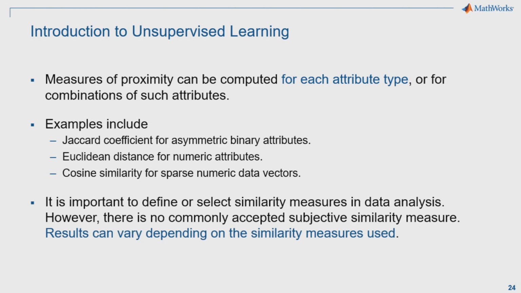So it is important to define or select the similarity measure. That's why I placed this slide here, because results can vary depending on the similarity measure that we use. As I said before, if we have high dimensionality, the choice of a Euclidean distance may not give us the results that we expect. Instead, using a cosine similarity may help us to find a better representation of the data.